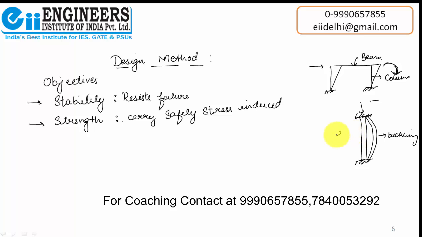We'll take the example of the same column. When your structure is under some load P and it buckles, then this buckling is under stability. But if this column just fails due to failure of material, then it is known as strength. It should possess sufficient strength that it should not break due to less strength. So this is the strength and this is the stability. Stability means it should not bend or slide, and strength means the material should not fail.